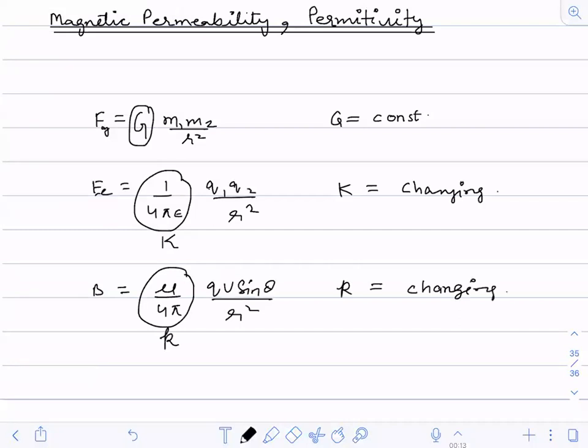Okay, you don't have to worry about the gravitational constant, because it will be constant everywhere and will not change. That's why it is called the universal gravitational constant. The constants in electrostatics and in magnetism will change. Let us see how they behave.